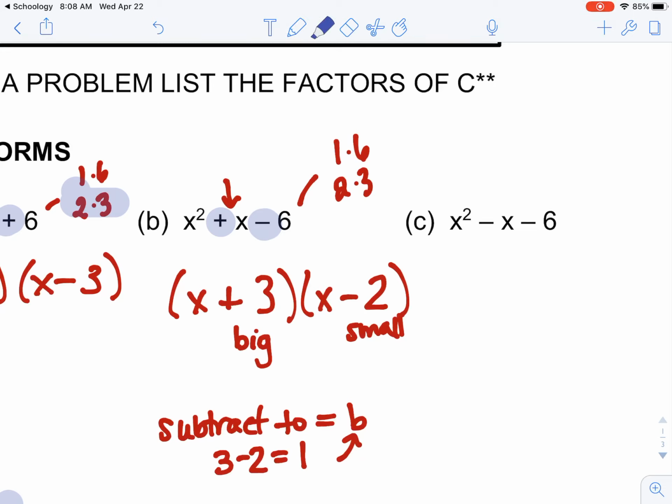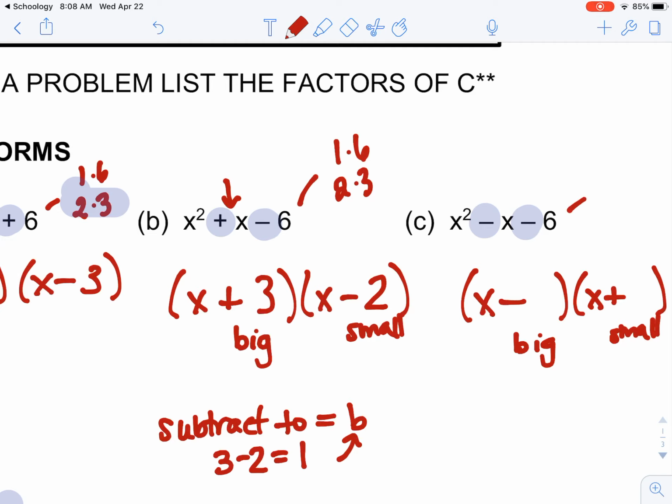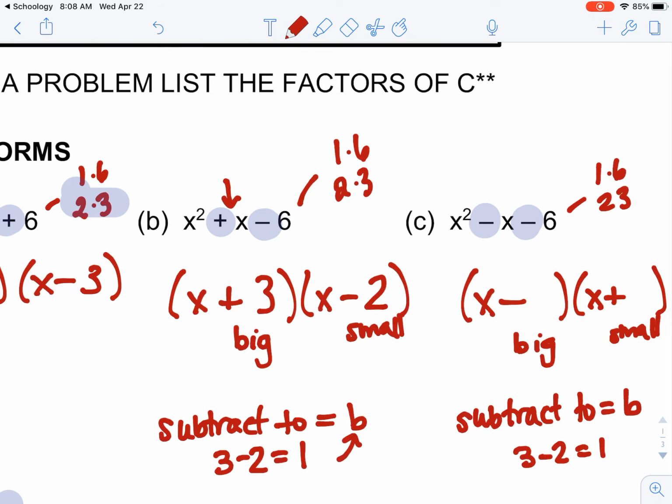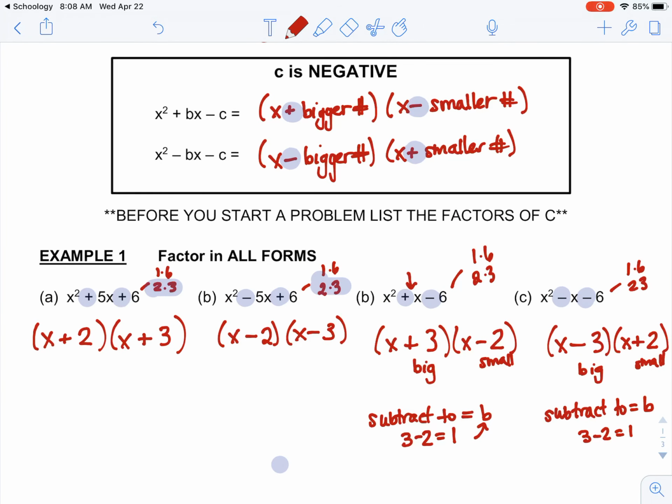Okay, last example here, we have a minus and a minus. So that means I'm going to have x minus the big number times x plus the small number in my parentheses. Looking for factors of 6, and they have to subtract to equal b. So same as the last example. So 3 minus 2, right, equals 1. So now I'm going to have x minus 3 times x plus 2 in the parentheses.